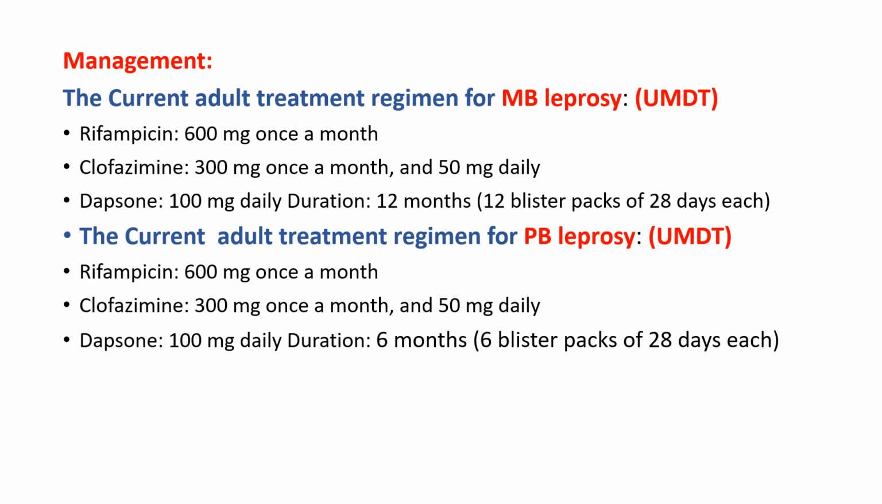The 3 drugs that we mentioned are rifampicin 600 mg once a month, clofazimine 300 mg once a month and then 50 mg daily, and dapsone 100 mg daily. Duration is 12 months: 12 blister packs of 28 days each. And the current adult regime for paucibacillary under UMDT, again the same drugs, but only 6 blister packs of 28 days each.